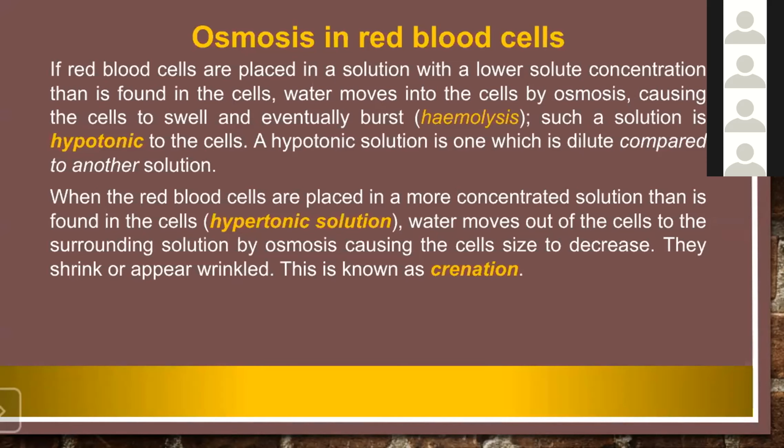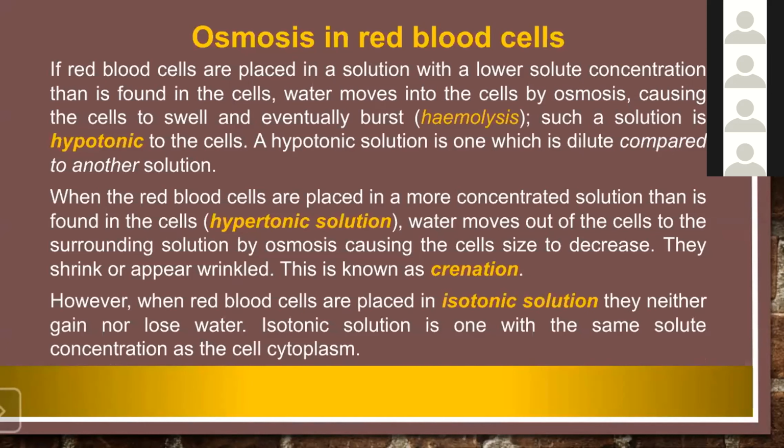The first one is where you're placing it into a concentrated solution. Then the third one is where the solution inside and outside are of the same nature. So allow someone to read for me the last part. When red blood cells are placed in isotonic solution, they neither gain nor lose water. Isotonic solution is one with the same solute concentration as the cell cytoplasm. Thank you. So please take note of those three types of solutions.